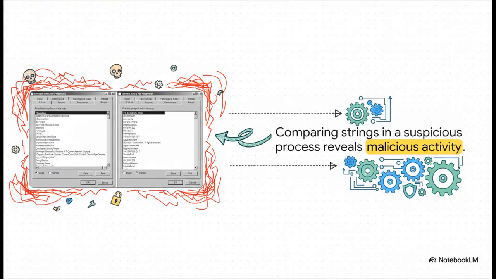And this is a perfect example of what that looks like. On the right, you see the strings from a normal, healthy system process. But look at the one on the left, the suspicious one. It's full of references to weird registry keys and services that just have no business being there. Right away, that's a huge red flag, telling the analyst that this program is definitely not what it pretends to be.